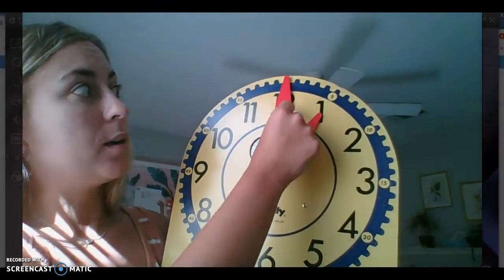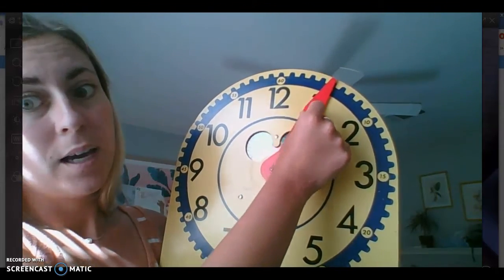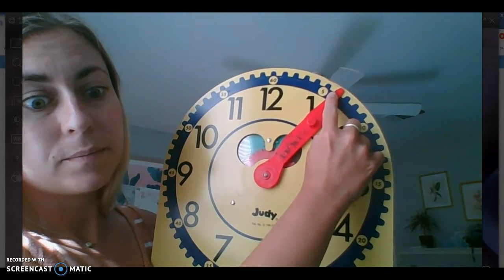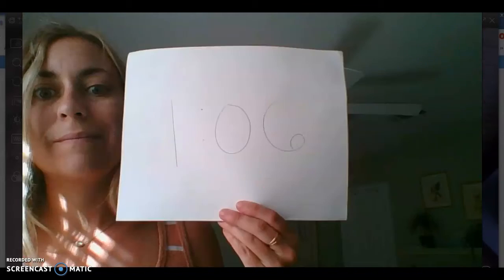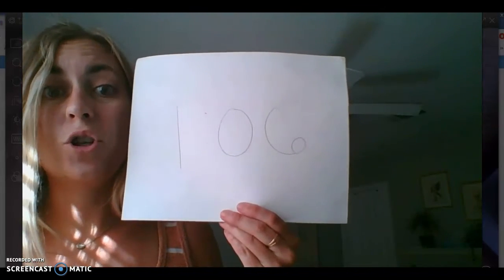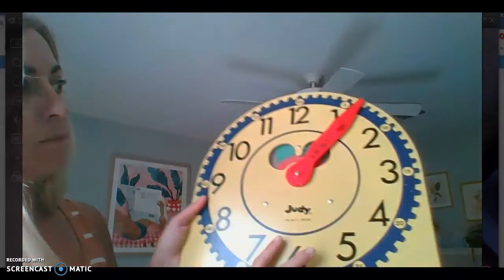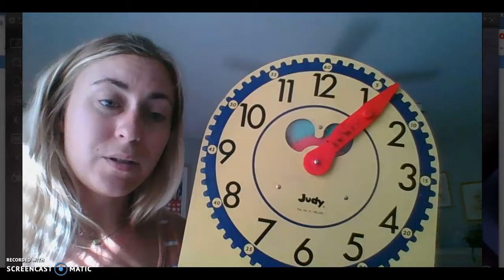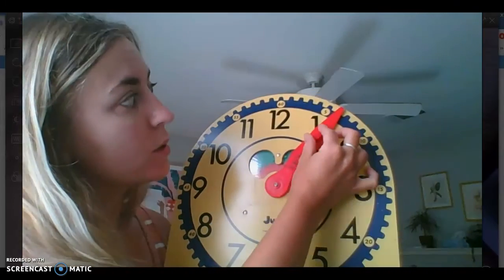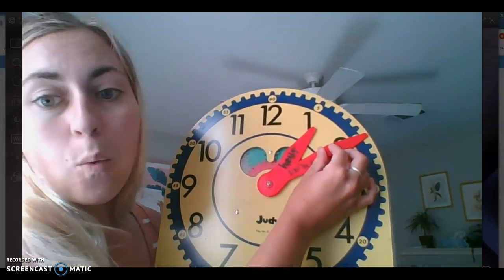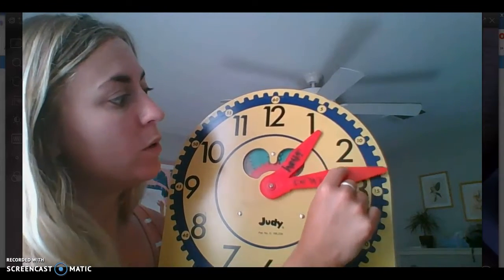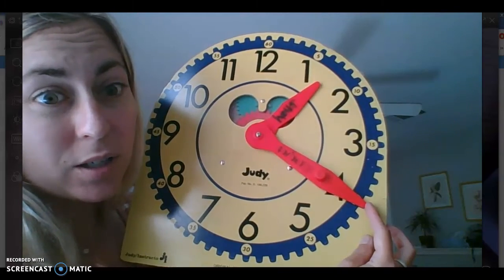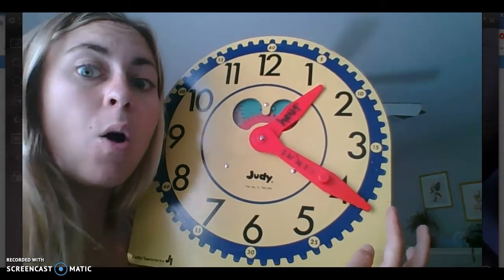I'm at 1 o'clock. Now I'm at 1:05. If I go one more, what time would I be at? If you said 1:06, you're right. We're at 1:05, 1:06. I could do the same thing and keep counting each notch on from 1:05. So 1:06, 1:07, 1:08, 1:09, 1:10, 1:15, 1:20. Now watch where I am at 1:20 here, and I'm going to move it up a couple notches, and then I want you to guess on your turn now what time it would be.